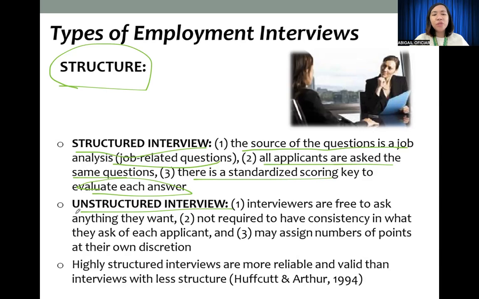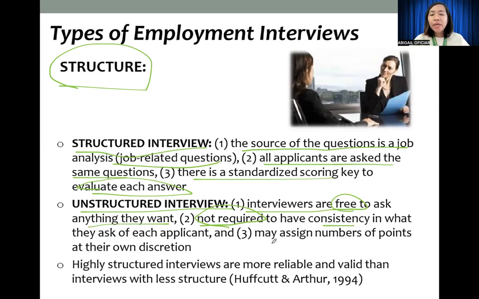Okay, how about an unstructured interview? This is when the interviewers are free to ask anything they want. So, pwede yung questions sa first applicant, right? Iba doon sa questions sa second applicant, then iba din sa third, iba din sa fourth, etc. Okay? And this one is, let's say, hindi dito required consistency when it comes to the questions that we ask.